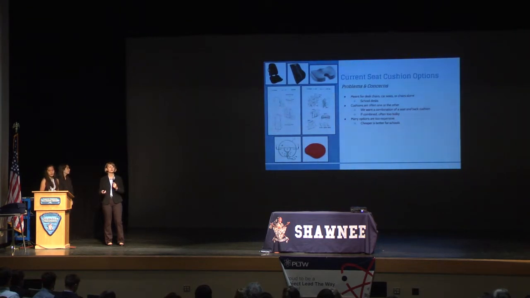We also found that the majority of them were separate pieces, so they were either only a back cushion or only a seat cushion. And we wanted to create one that combined both to provide the most amount of support and comfort for students. We also found that the ones out there that were combined were a little too bulky to fit in our desks, so we needed to create one that would fit within the dimensions of our desks. We also found that a lot of options are too expensive. A less expensive product would fit better within a school's budget and be able to be implemented on a wider scale within schools and therefore be more accessible to students.